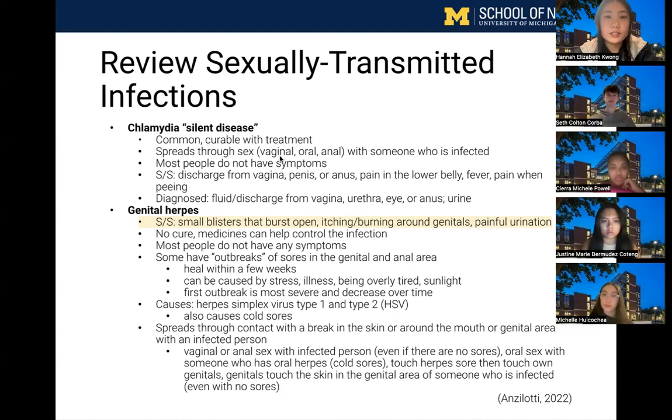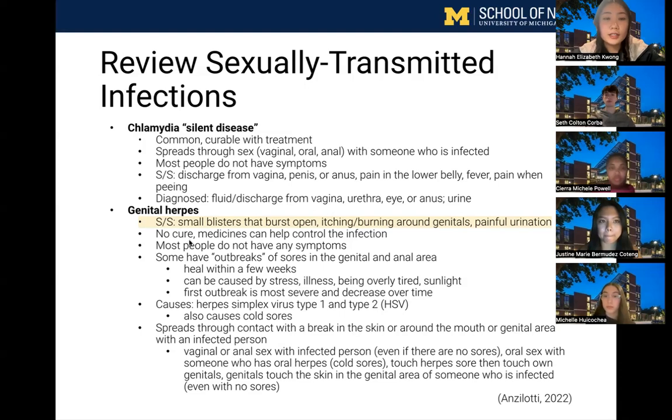It spreads through sex, which includes vaginal, oral, and anal, with someone who's infected. Like I said, most people don't have symptoms, but if they do, they include discharge from the vagina, penis, or anus, pain in the lower belly, and pain with peeing. To diagnose this, medical professionals use fluid or discharge from the vagina, urethra, eye, or anus, and also a urine test. Next is genital herpes. Signs and symptoms to note are small blisters that burst open, itching or burning around the genitals, and painful urination.